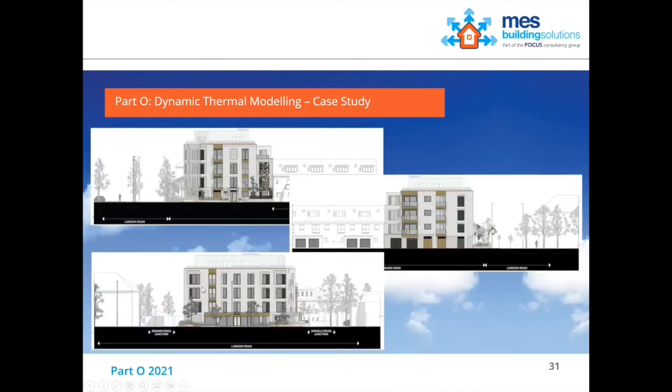So there we've got our recessed elements, and as you can see, even the roof oversails the top of those as well. So even the ones on the top floor, if they have a roof over the top, still have that same shading as the ones on the lower floors.